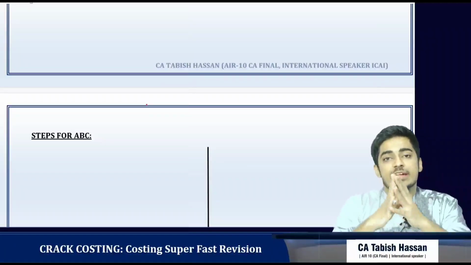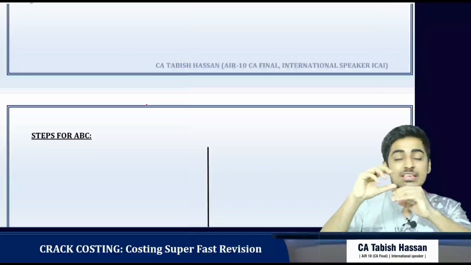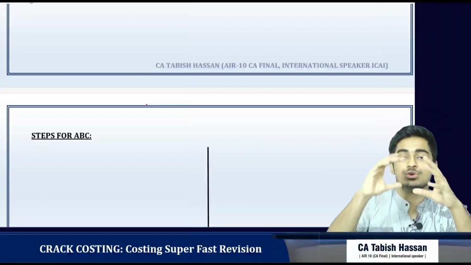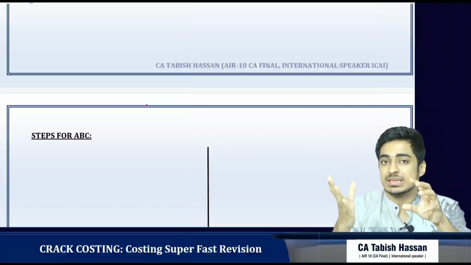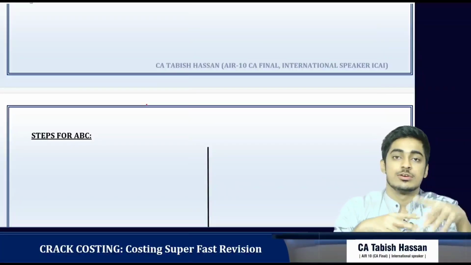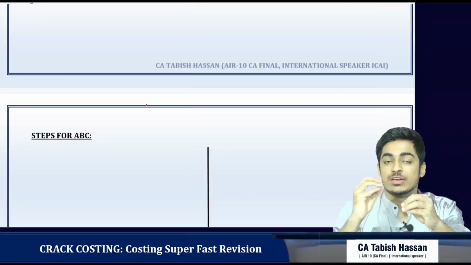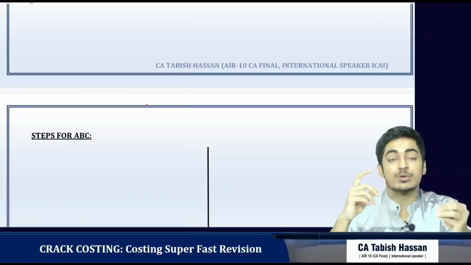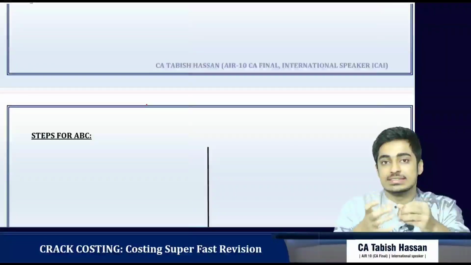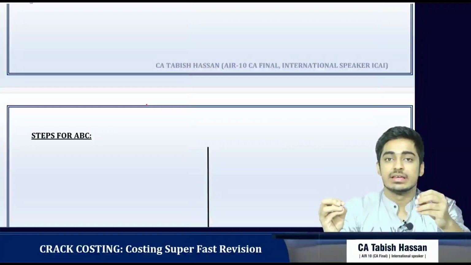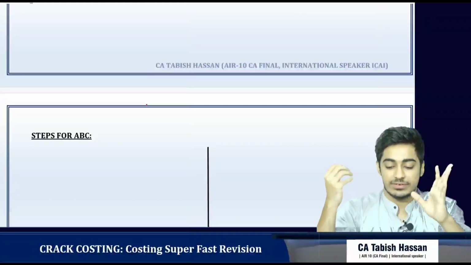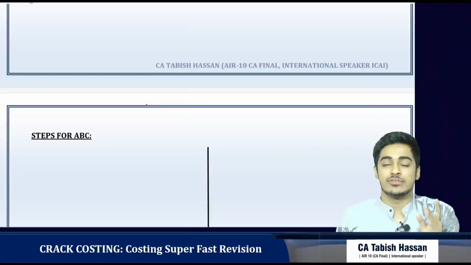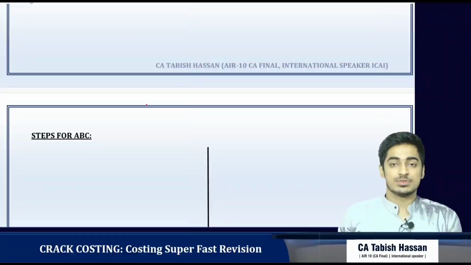So we've learned that when we divide the overhead by a suitable basis, we get the overhead recovery rate. So if we do the total overheads of the company divided by a basis, we get it based on single rate. We get the overhead for every production department divided by a basis, we get the departmental rate method. And now if we get the overhead activity wise and divided by a basis, we'll get the overhead recovery rate as per activity based costing. So far so good. Now let's develop the steps for activity based costing from the 5 steps of departmental rate method.